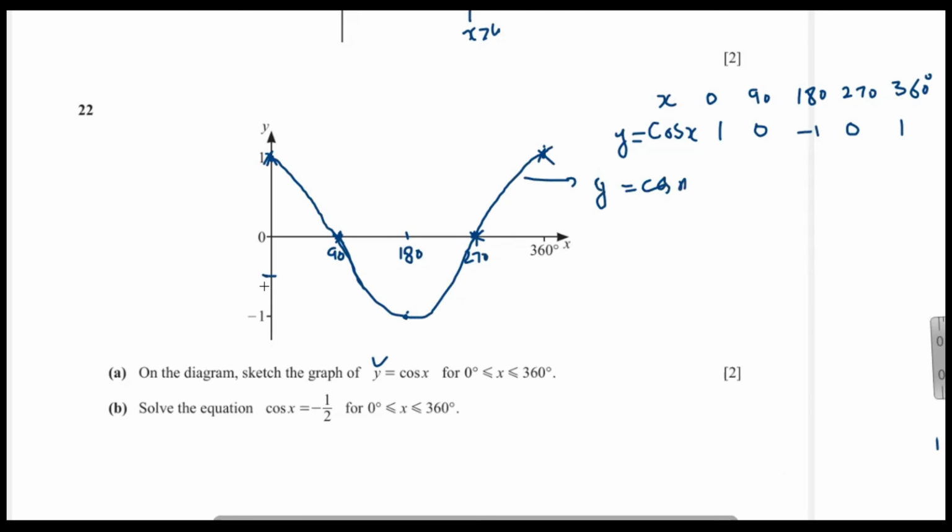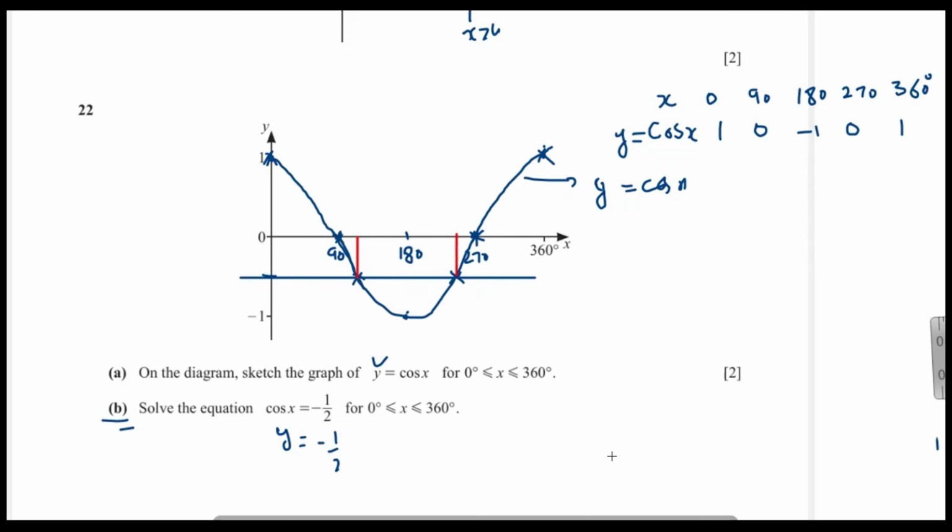Now, to find the value in second part B, solve the equation cos x equal to -1/2. It means y equal to -1/2. You draw a line here, y equal to -1/2. I draw this line, and this line intersects the graph at this position and at this position. Now, you can mark the points here. These points will be the values of x. You can see the position of the value of x at this position.